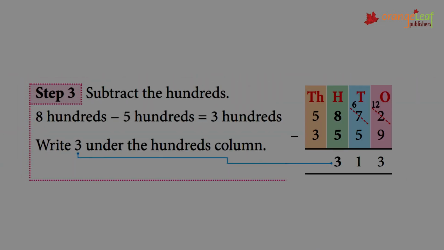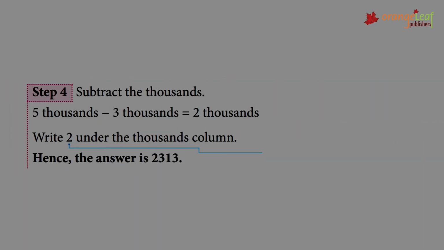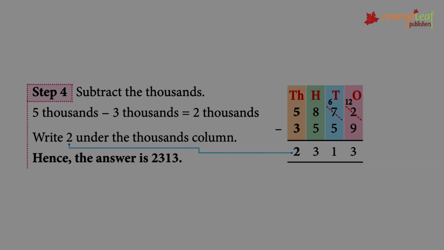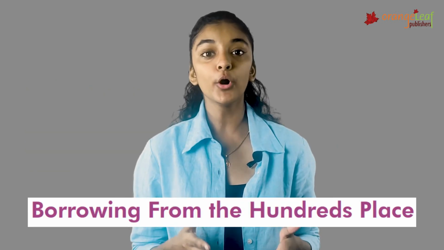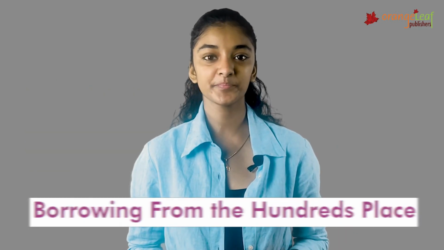Step 3. Subtract the hundreds place. 8 minus 5 is equal to 3. Therefore, 3 also comes under the hundreds column. Step 4. Subtract the thousands. 5 minus 3 is equal to 2. 2 comes under the thousands place. Therefore, 2,313 is your answer.